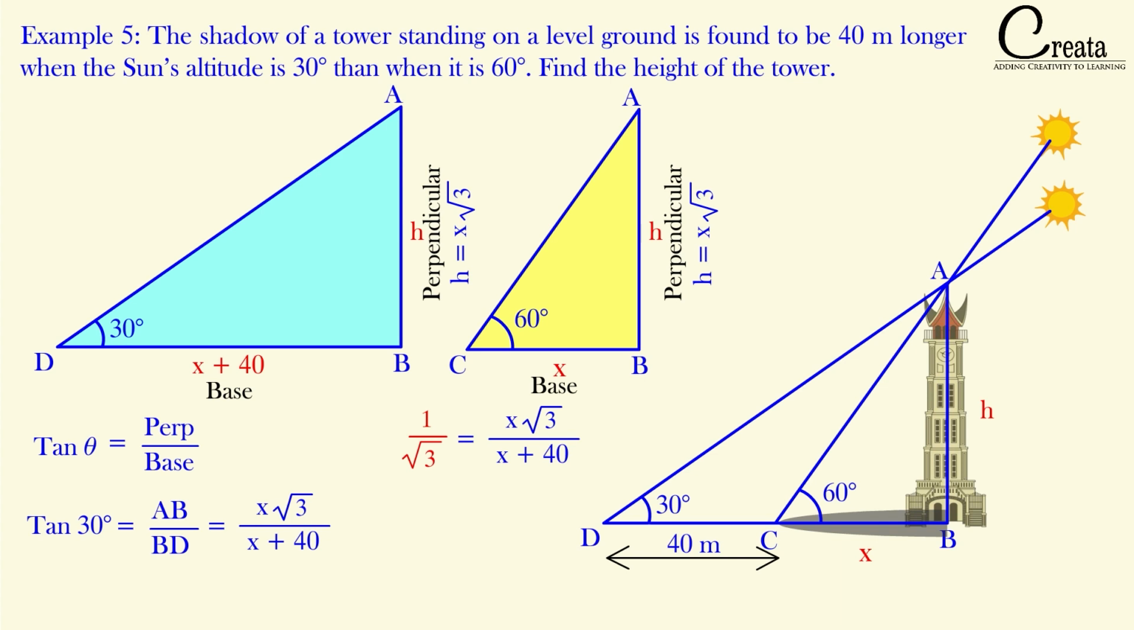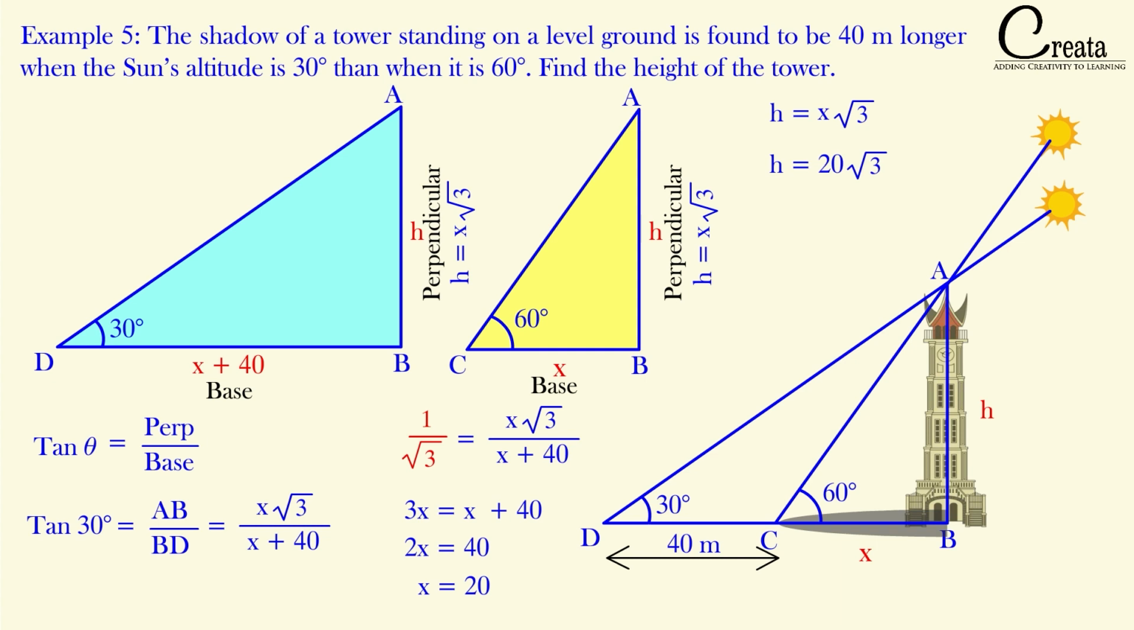So let's solve this equation for the value of x. On solving, we got the value of x as 20. Further in the question, we have to find the height of the tower, that is h, and h is equal to x root 3. Let's put x as 20. We got h as 20 root 3. Therefore, the height of the tower is 20 root 3 meters. That is the answer of the question.